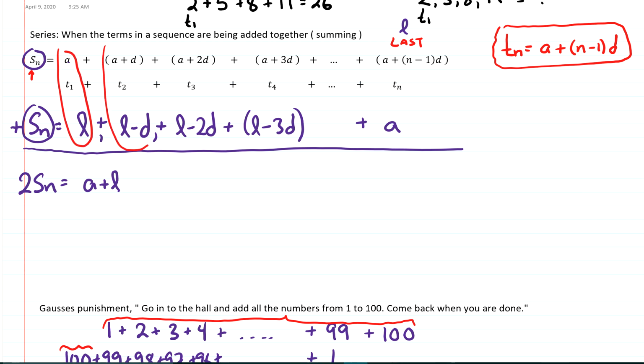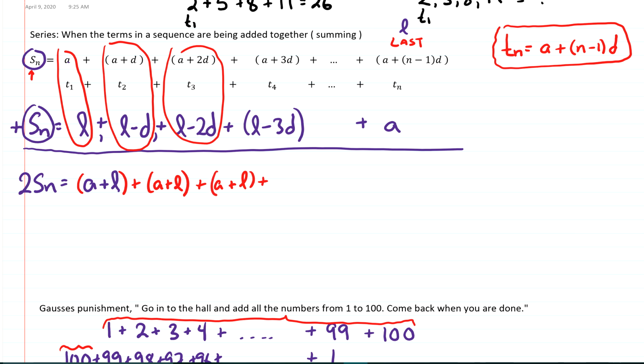And now if we add these, that would be A plus L, and the D's would cancel. So we go brackets around that, plus another A plus L. And then we do it again with this, and we're going to get another A plus L. And we're just going to keep on doing this. We're going to get a whole bunch of A plus L's here. And even the very last term, we're going to get A plus L, because we're going to have that L plus that A. So at the very end, we're going to have another A plus L.